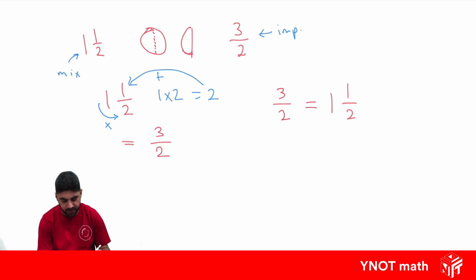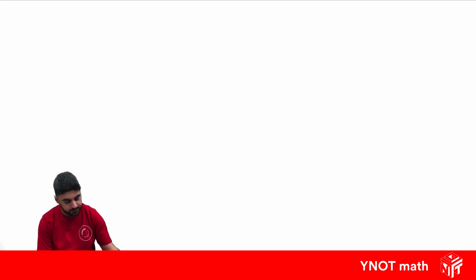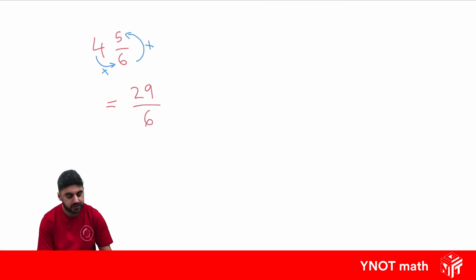Let's have a look at some other examples. Let's change 4 and 5/6 into an improper fraction. So remember, we take the whole number and multiply it by the denominator, then we add it to the numerator. So we're going to get 4 times 6 is 24, then plus 5 is going to give us 29, and that's our new numerator, and we just keep the denominator the same.